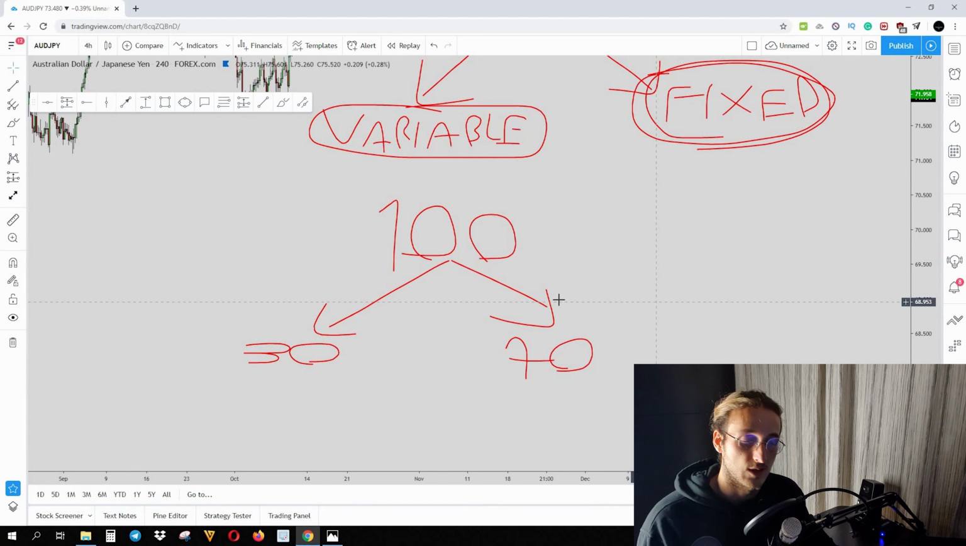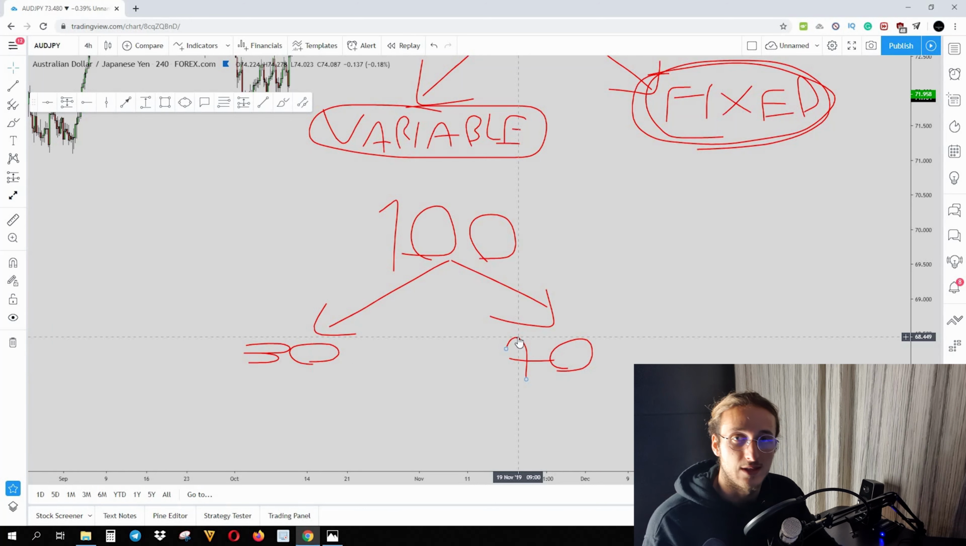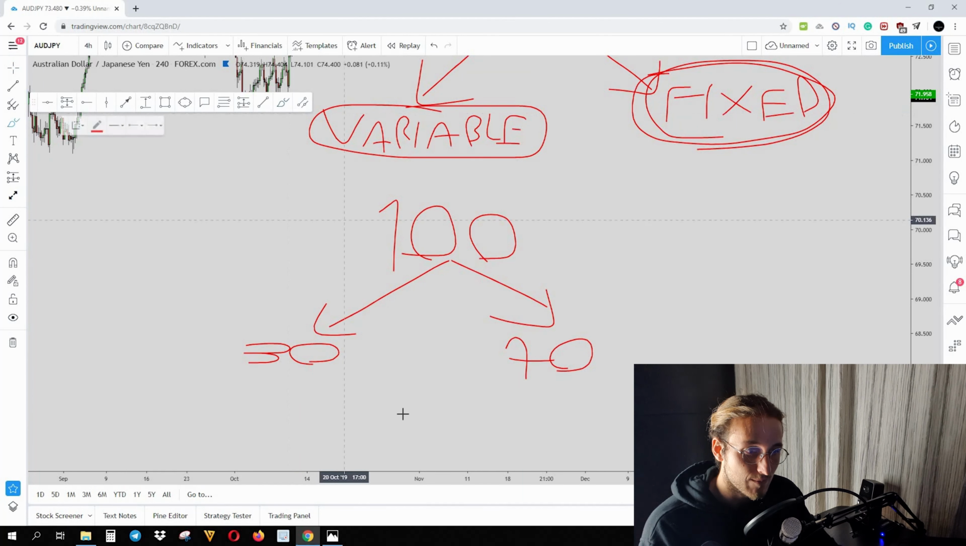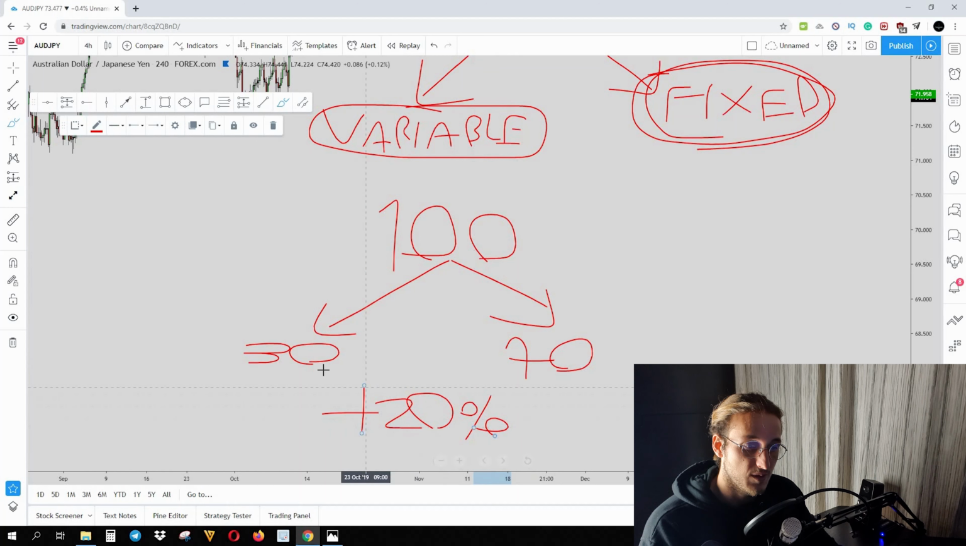Do the math, okay? If you're wrong 70% of the time, let's say you're risking 1% per trade, you will lose 70%. But with the only 30% that you have won, you actually made 90%. So 90 minus 70 is 20. So overall, you are up 20%. You are up in profit 20% and you've been right 30 times out of 100.